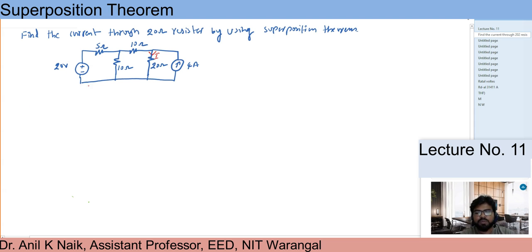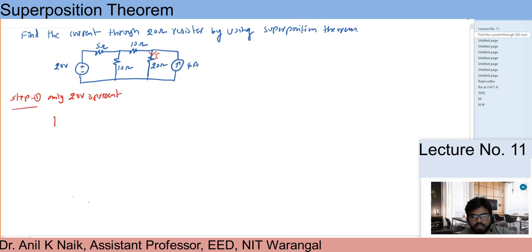Before doing that, I have to see how many active sources are present. If you see here, two active sources are there: one voltage source and one current source. So I will start with step one. Step one here is only the 20-volt source present, and the remaining sources are replaced with their internal resistances, and I will calculate the current flowing through the 20 ohm resistor.